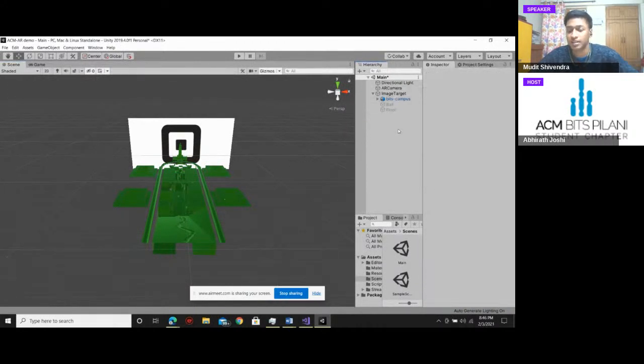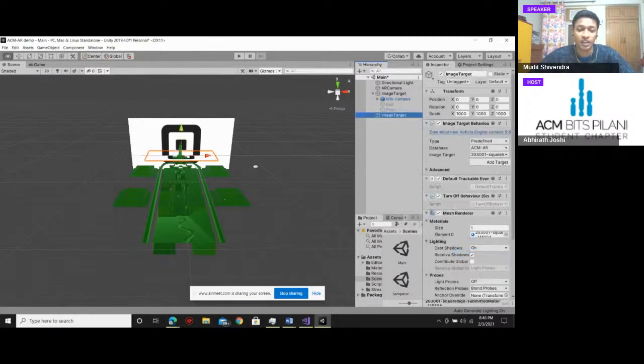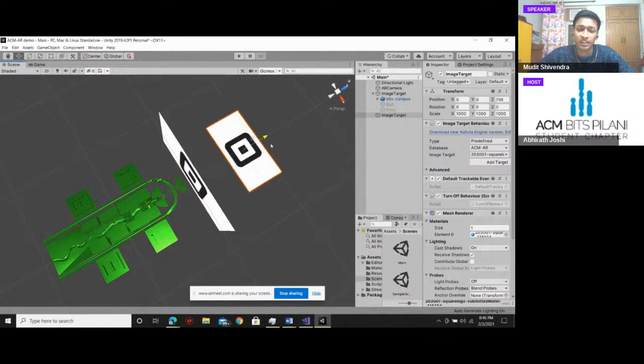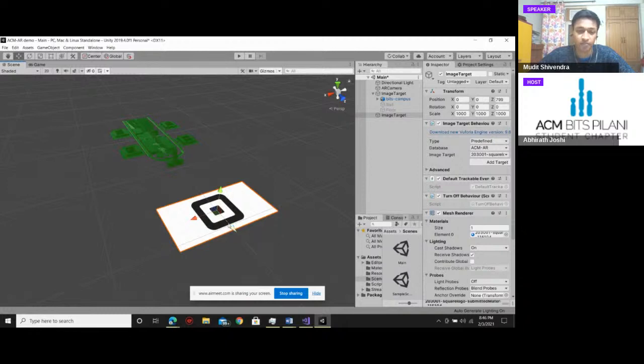We'll delete this, and then the second thing you need to add is an image target, which would be the marker for your AR project. So image, here it is. Now this image is actually a database which I have created. So alright, I'll tell you about the database now.